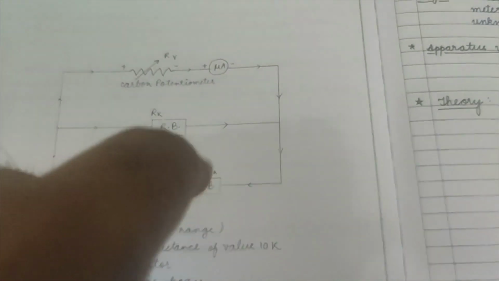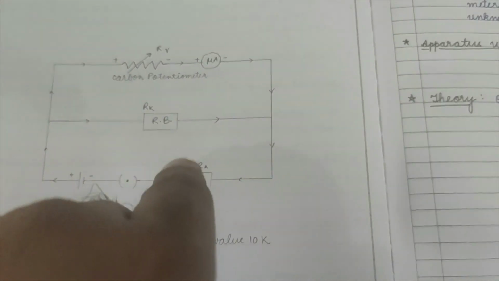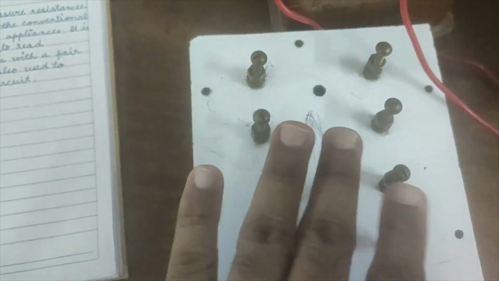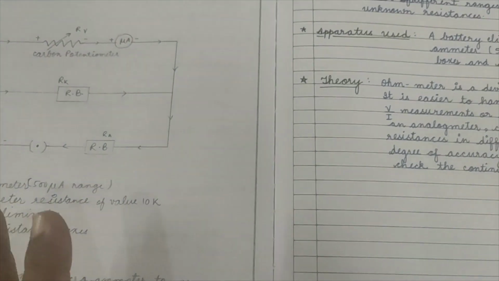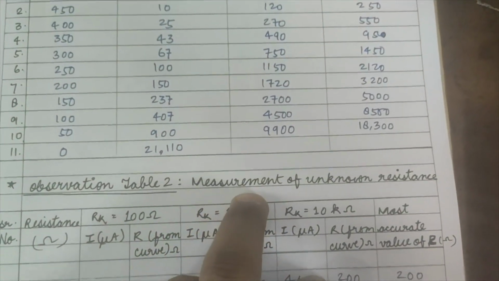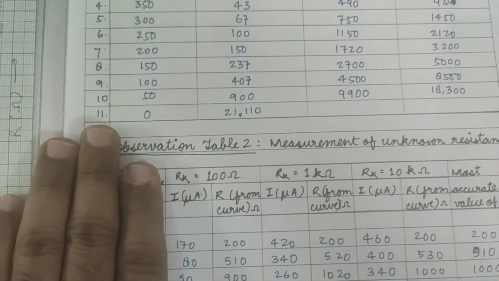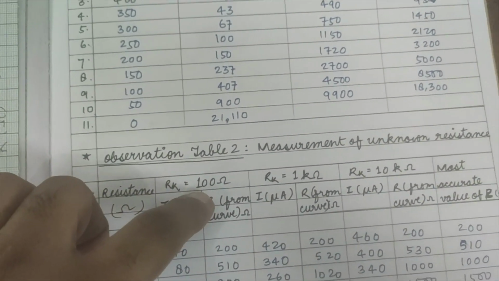The important point is that now we are not going to get the resistance from here. We'll put these 4 unknown resistances in place of this value. So let's start with the second table, where we are going to measure the value of the unknown resistance. We first fix RK again at 100 ohm, and there is no value in RA.